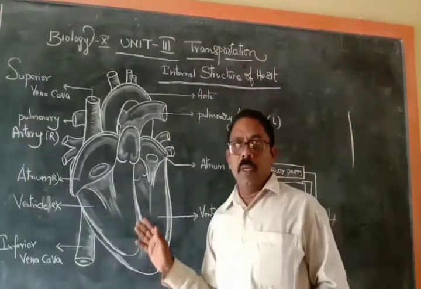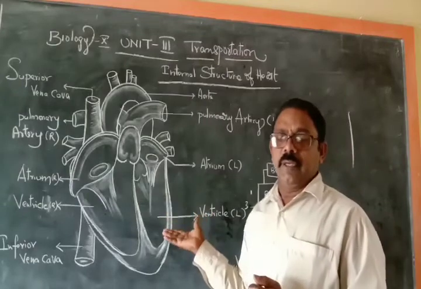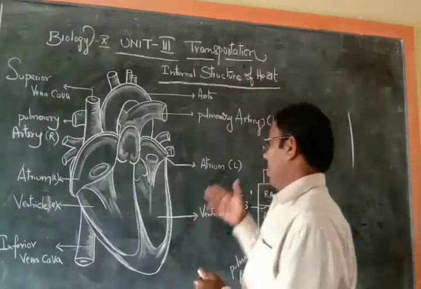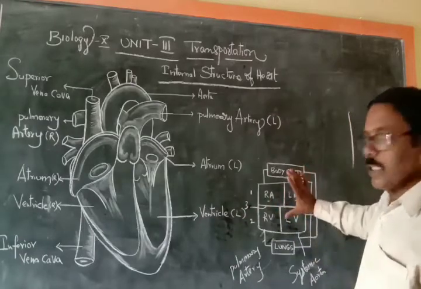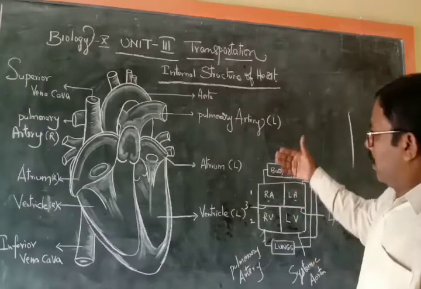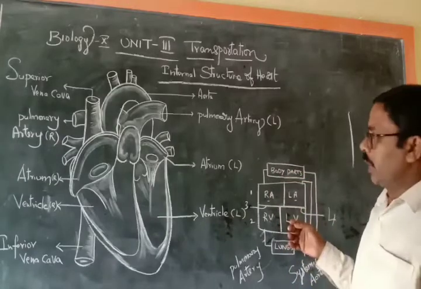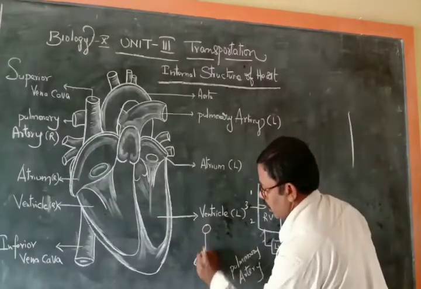But how does the blood flow inside the heart? How does it flow? First of all, you see the diagram. It is easy to understand that the human heart is divided into four chambers. This is the body.